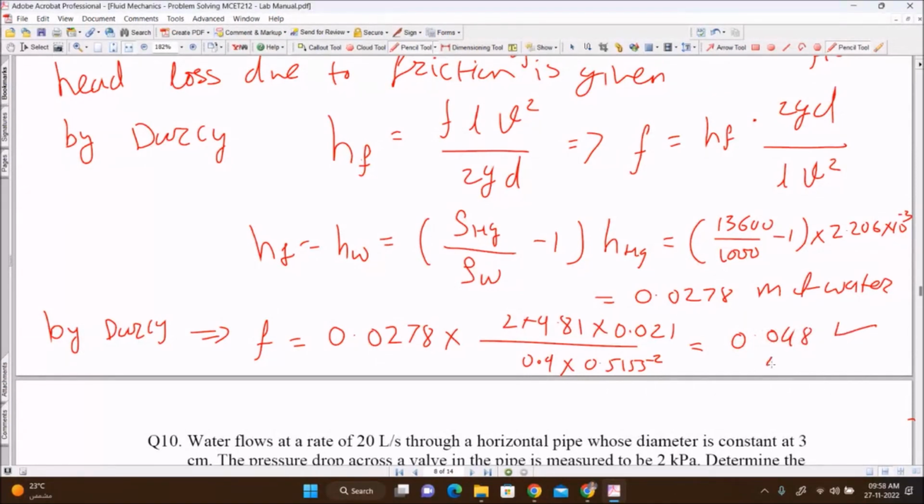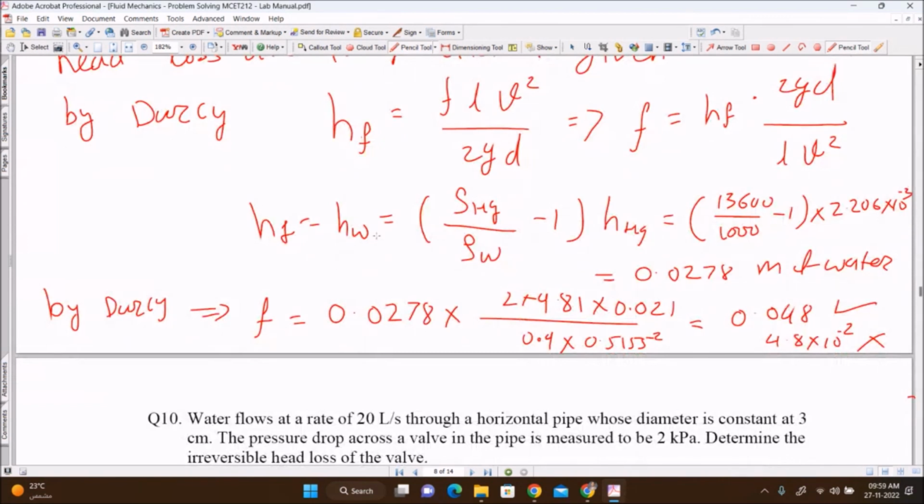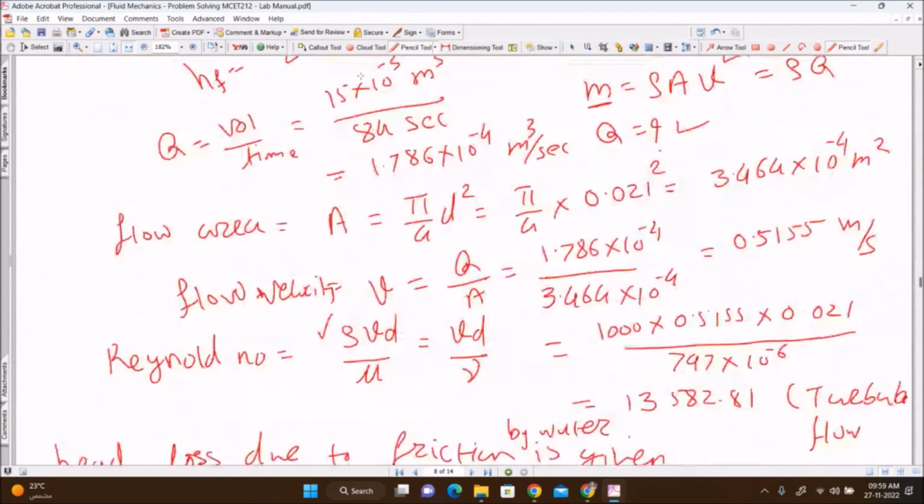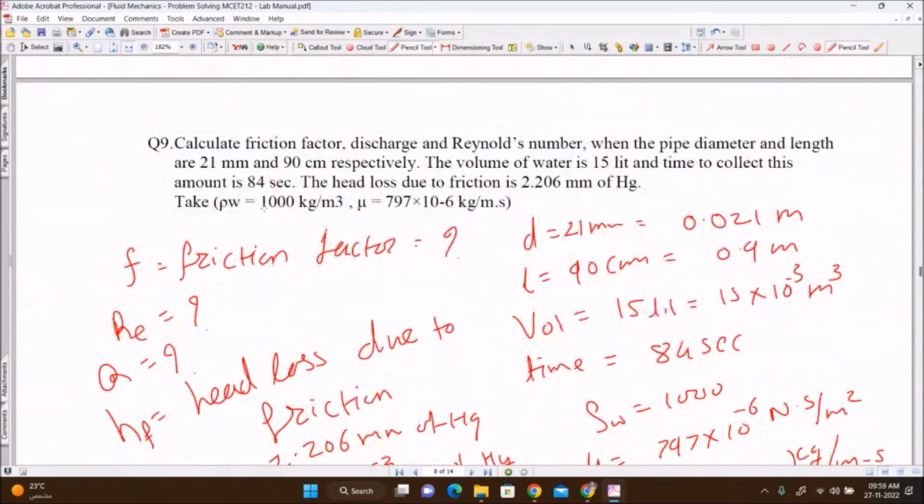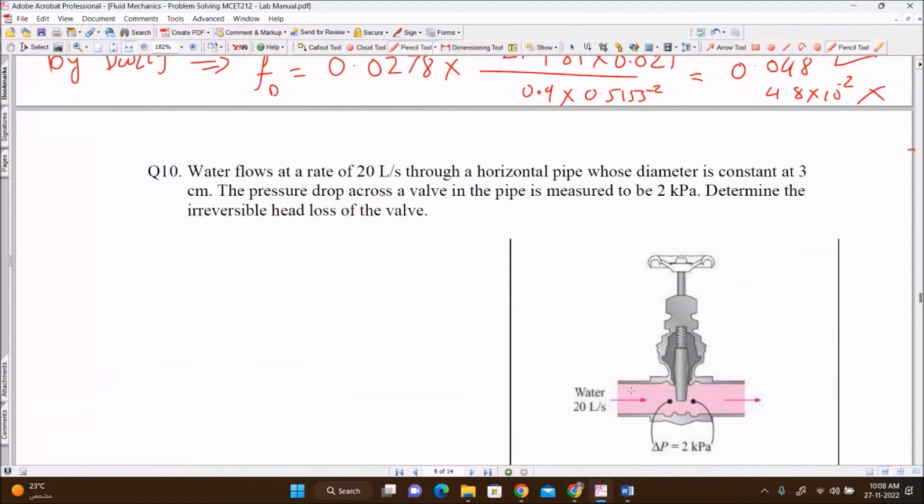The correct way of writing: don't write 4.8 into 10 to the power minus 2. This is the wrong way of representing. Friction factor always lies from 0.00 something. So this is by Darcy, so I can write FD. Similarly, I can find it by Fanning and Blasius also, but it is not required. We can see this detail in the experimentation. So here we are using only Darcy. The Fanning and Blasius equations should be given to you so that you can use them to find this.